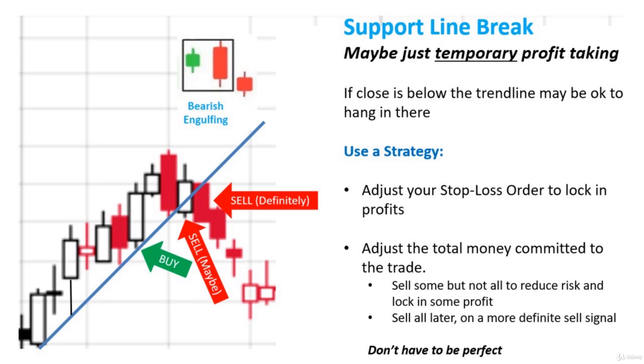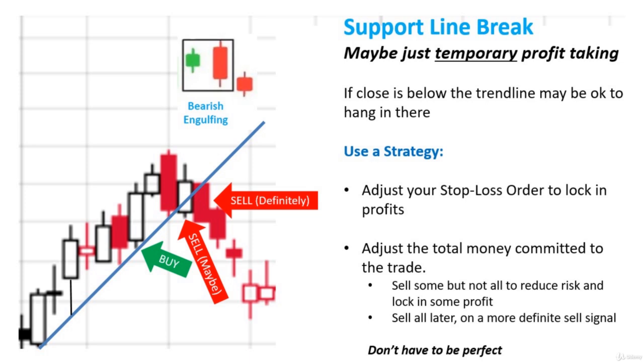And maybe there's just some temporary profit taking. Maybe it's just going to go down or sideways a little bit and then resume that trend. So if the close is below the trend line, you're thinking, well, maybe it might be okay to hang in there a little bit more. If you were to use this as a strategy around that, what you could do is adjust your stop loss order to lock in profits.